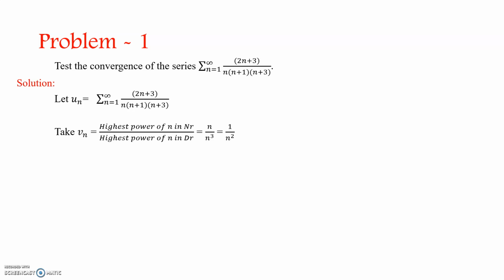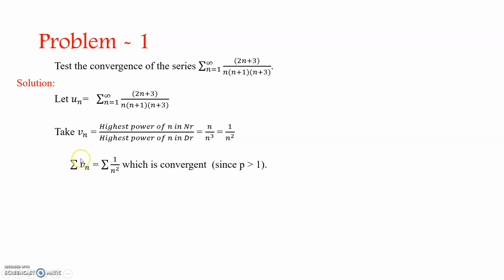And we have to consider vn as the highest power of n in the numerator divided by the highest power of n in the denominator. So consider this un. Here, the highest power of n in the numerator is n. In the denominator, the highest power of n is n cube. So we can cancel one n, and we get 1 by n square. So this is our vn.